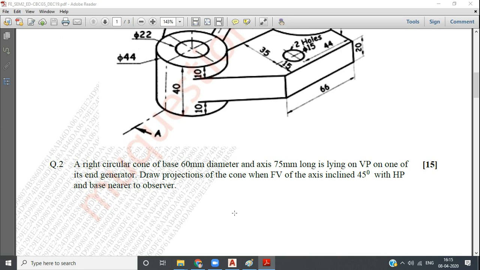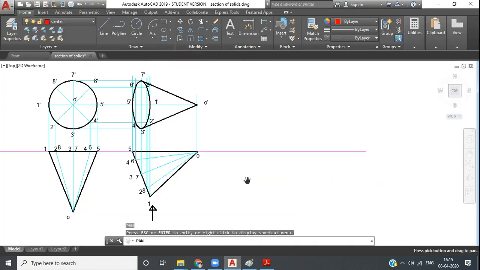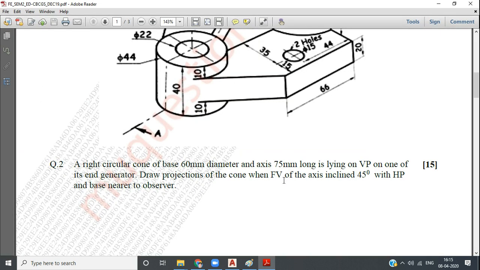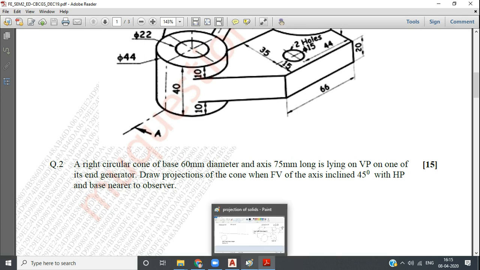Okay, so we will continue the remaining part. We were up to this. We have drawn two stages. Now for the third stage they have given: draw the projections of the cone when the front view of the axis is inclined 45 degrees with HP and the base is nearer to the observer.